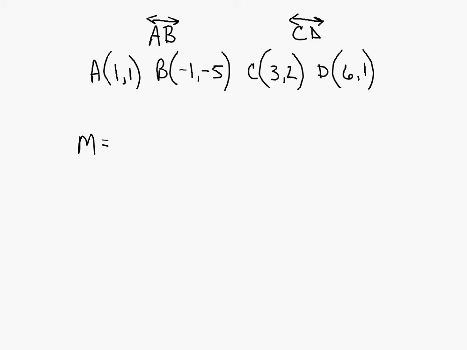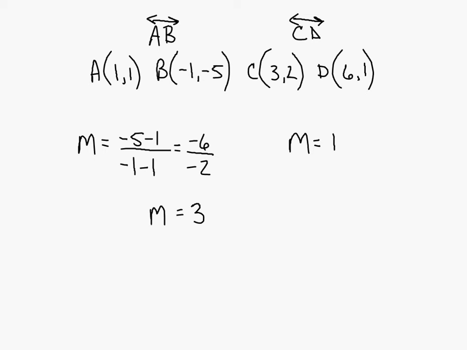So your y2 minus your y1, you got -5 minus 1 over your x2 minus your x1, -1 minus 1. -5 minus 1 is -6. -1 minus 1 is -2. -6 divided by -2 is +3, right? So your m equals +3 here. What direction does that line go? Up and to the right. Very good. Let's find the slope of CD.